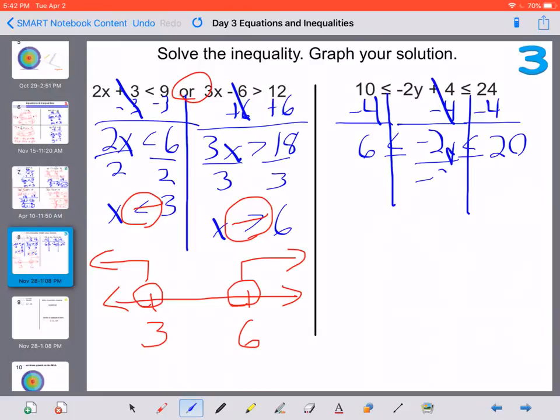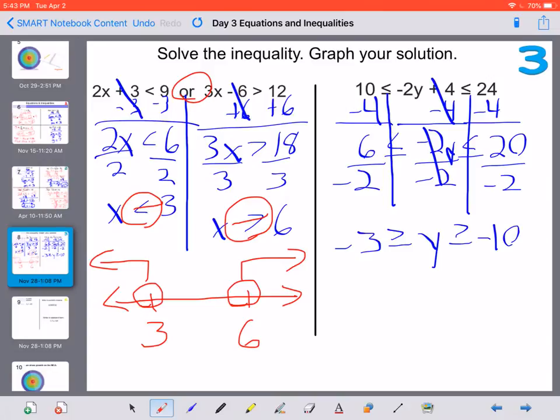Now we divide by negative 2. So we divide everything by negative 2. 6 divided by negative 2 gives us negative 3. We divided by a negative number, so we have to flip our sign. We're left with y in the middle. And 20 divided by negative 2 is negative 10. We also have to flip this sign.